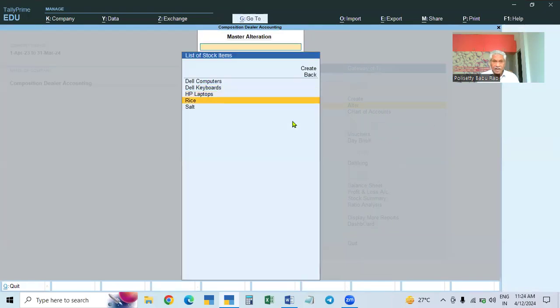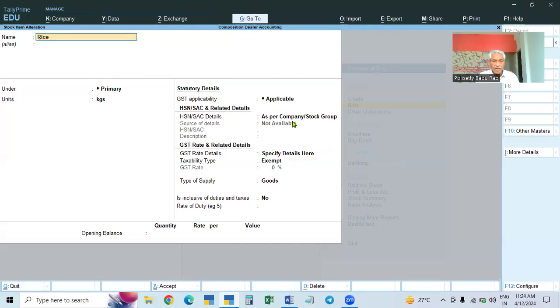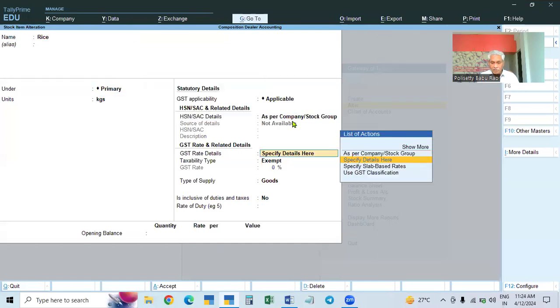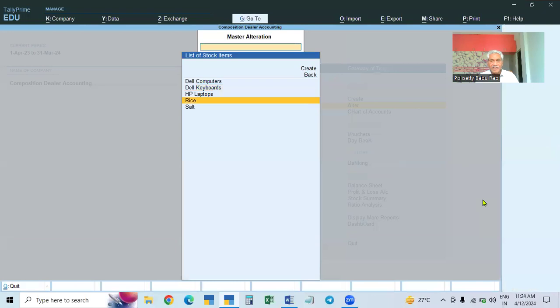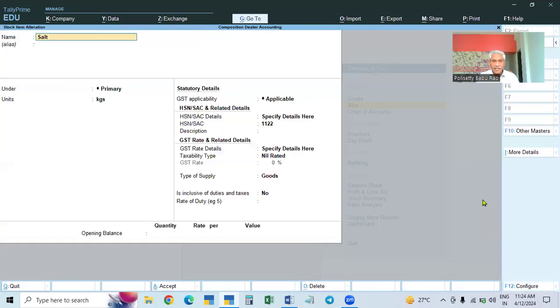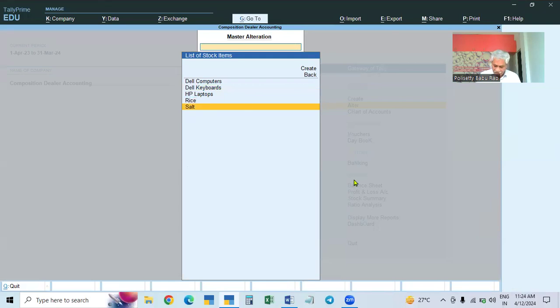And then for rice, we are not giving the number. So for rice, we will specify here 1144, for example, and the exempt status is given from 1st April only. For this it will ask you the date also. For salt, it is nil rated, and we give the number. Okay, so we created this also.